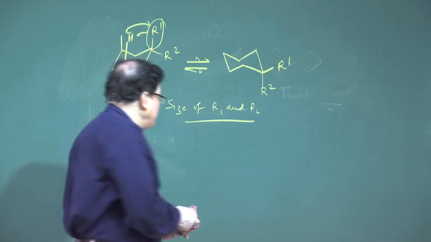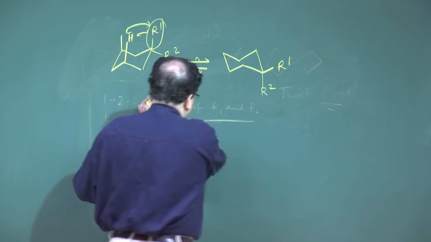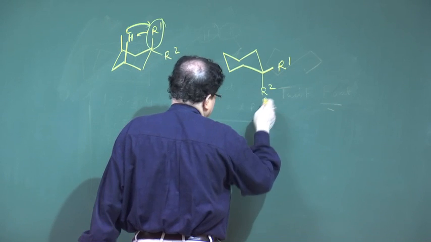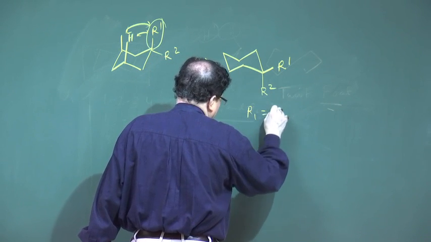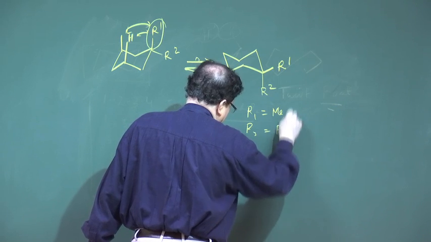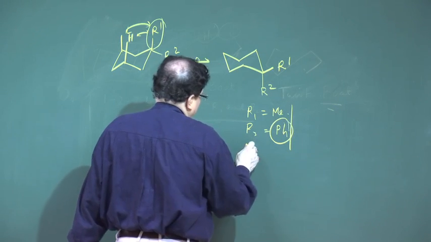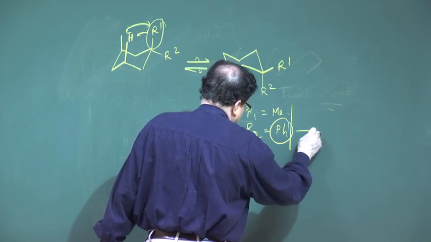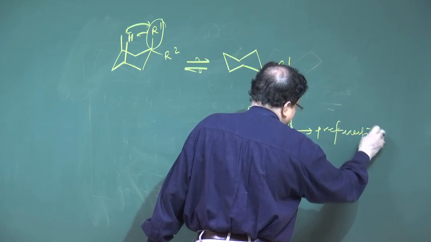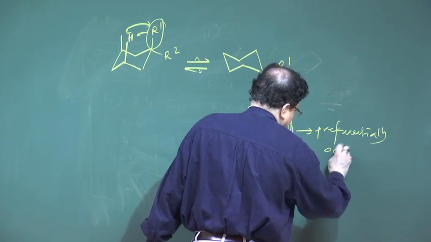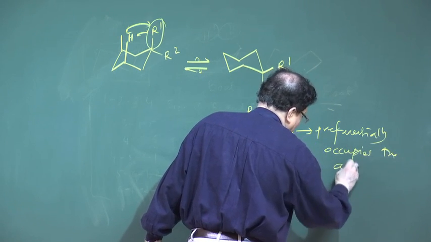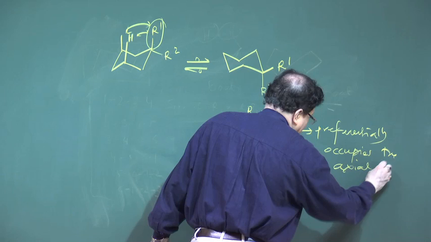However, I gave you an example, and when you go through this presentation, you will see that in the case of R1 equal to methyl and R1 equal to phenyl, it is the phenyl that preferentially occupies the axial position, and I have given you the reason for that.